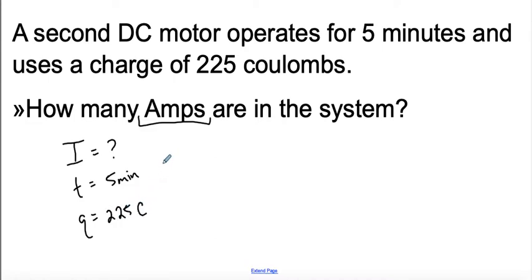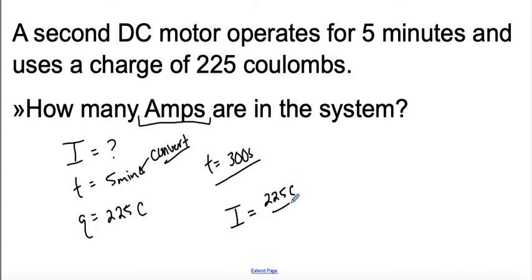Okay, so right away we should recognize that we cannot use minutes. We got to convert. So we want to convert those minutes to seconds. So there are 60 seconds for every minute. So that means our time value is going to be 60 times 5, which is 300 seconds. That's what we're going to use for time. So write out our equation, plug stuff in. So current equals charge over time. So we're going to divide those two values to end up getting 0.75 amps for this DC motor, which is a little bit different than the one up above.